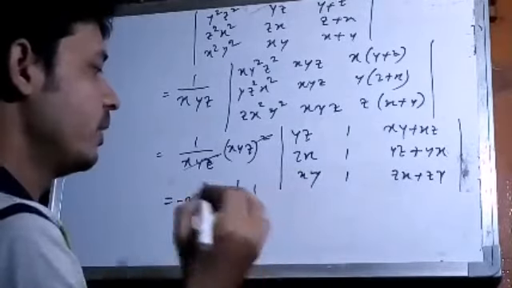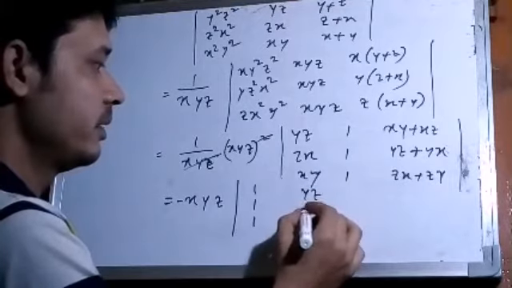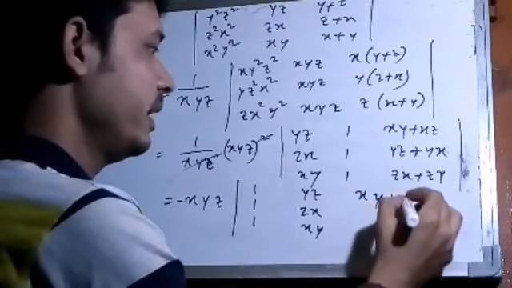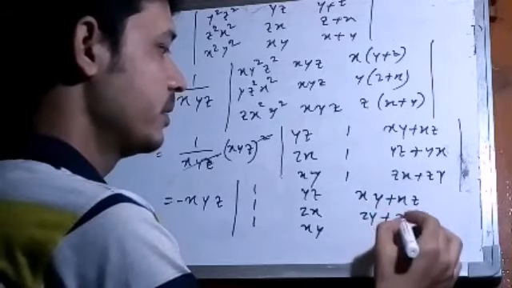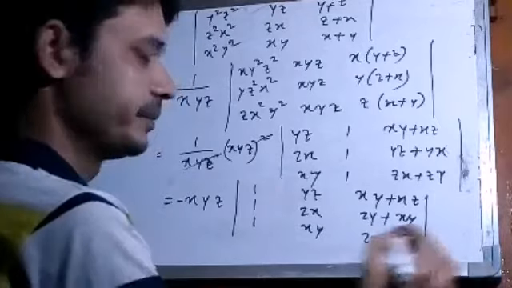So we get 1 1 1. Now we have this is yz, this is zx, and this is xy, and this is xy plus xz, this is zy plus xy, and this is zx plus zy.